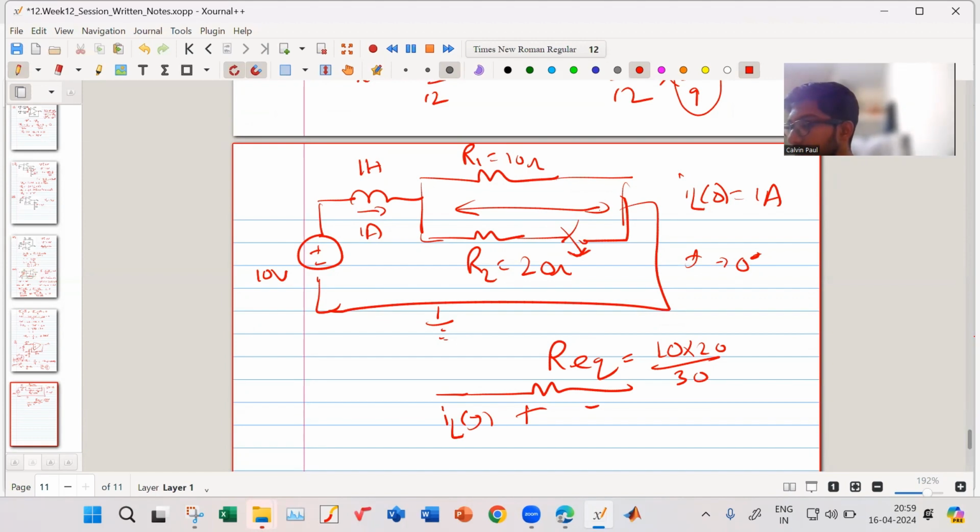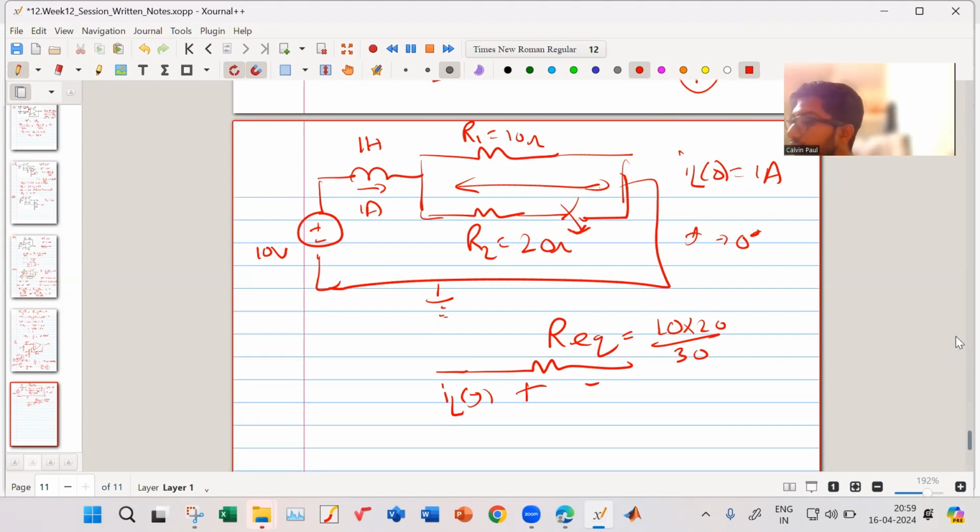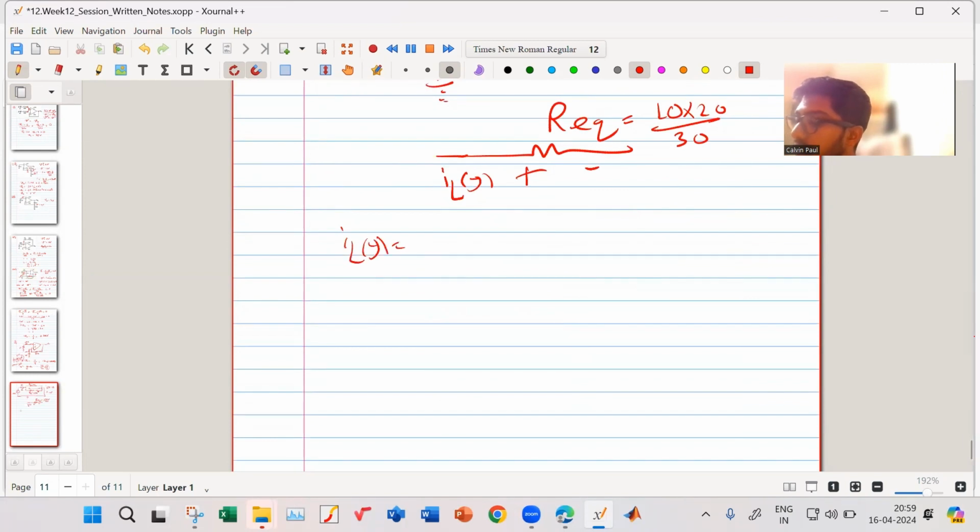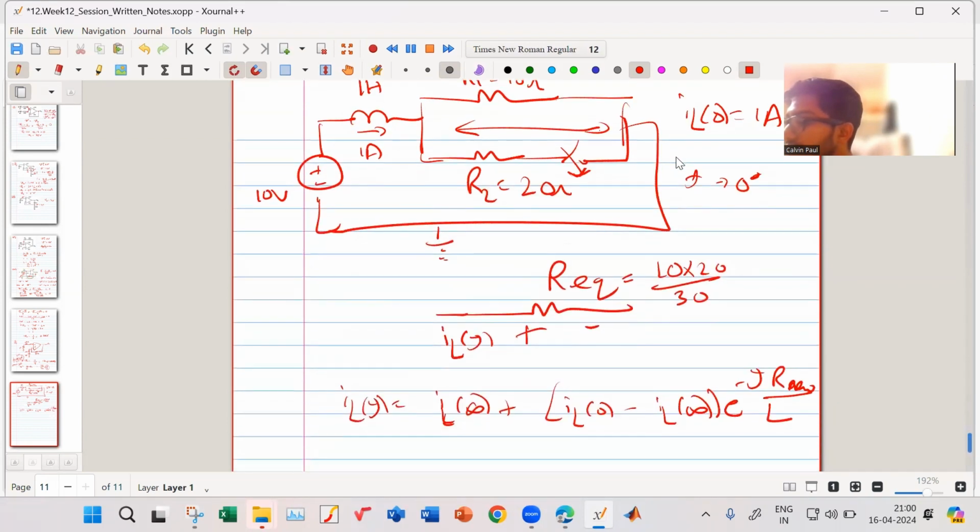Now we need to find IL of t. There's a simple formula: IL of t is IL of infinity plus, IL of 0 minus minus IL of infinity, into e raised to minus t R effective upon L. This formula is there, right? Is this valid for all circuits, or is there any limitation? To my knowledge, when it is a first order circuit, you can use that. For second order, it becomes complicated and this is not valid.